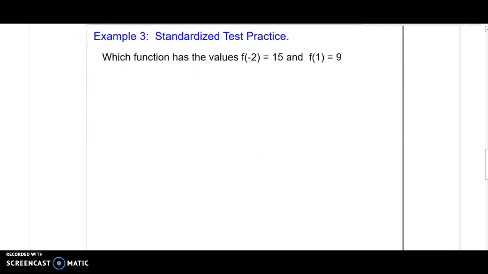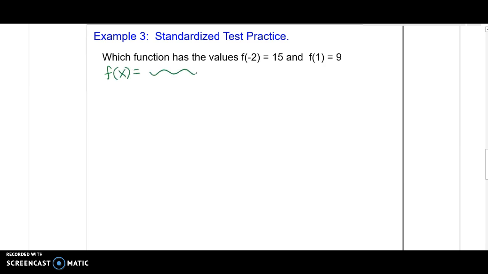All right, this next example says: which function has the values f of negative 2 equals 15 and f of negative 1 equals 9? Guys, that f means function, and we know that functions are just graphs of lines, just like in y equals mx plus b. I know in our last unit we saw function being written as f of x equals something. This is exactly what that's saying.